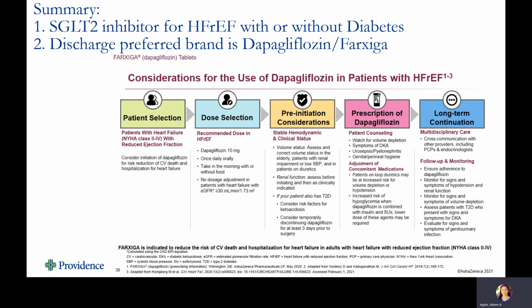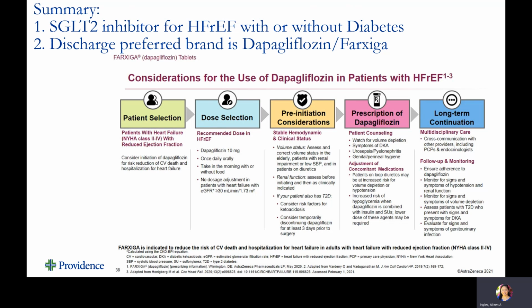So in summary, SGLT2 inhibitors are for heart failure with reduced ejection fraction with or without diabetes. The discharge preferred brand is dapagliflozin. So here's a summary as far as patient selection. So it's patients with reduced ejection fraction, EF of less than 40%. Dose selection, it's usually fixed dose, as we mentioned, and contraindicated for end-stage renal disease or severe renal impairment. Considerations, the doctors need to know renal function on the patient, and also to just assess for volume status.